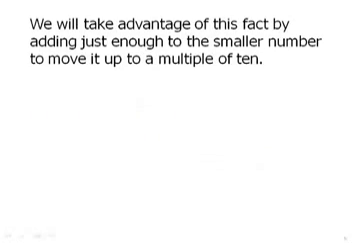We will take advantage of this fact by adding just enough to the smaller number to move it up to a multiple of 10. So for example, 56 minus 19. Well, 19 is 1 less than 20, so I'm going to add 1 to it. If I add 1 to that, I have to add 1 to the other. So 56 plus 1 is 57, 19 plus 1 is 20. Then when I do the subtraction, it's just subtraction in the tens digits. So 50 minus 20 is 30. The answer is 37.